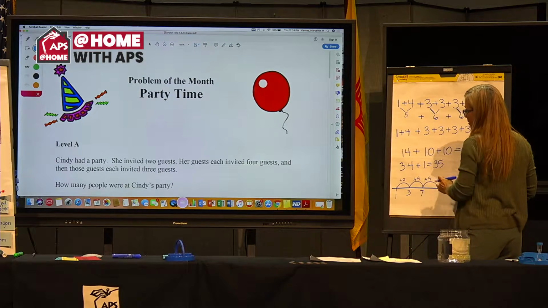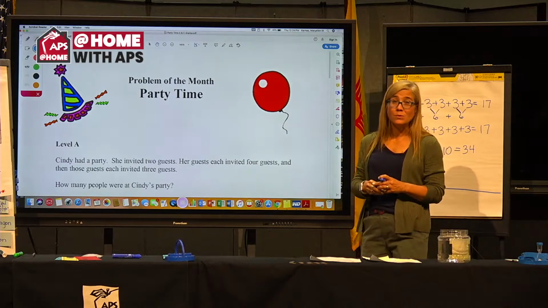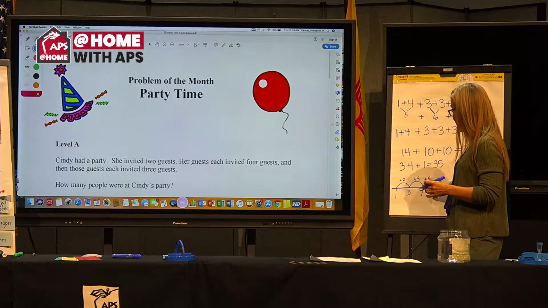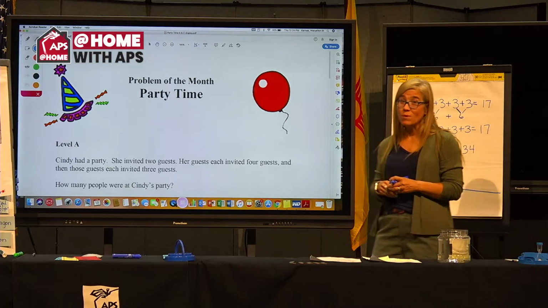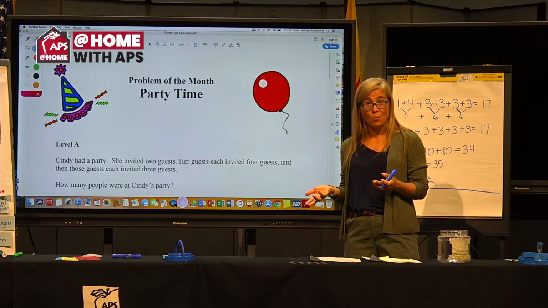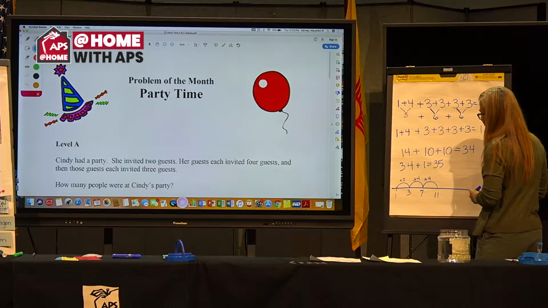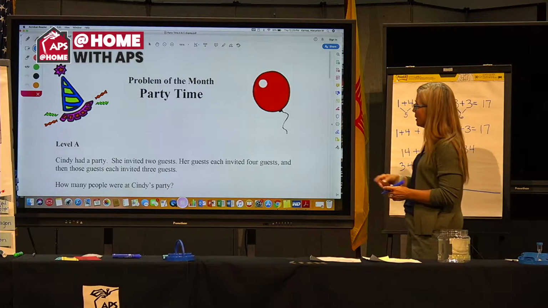And then 7 and another 4. And I could use a make 10 strategy, was to add the 7 and 4, because I know 7 and 3 is 10, and then 1 more would be 11. So that would get me to 11 people. And then what do we have to do?